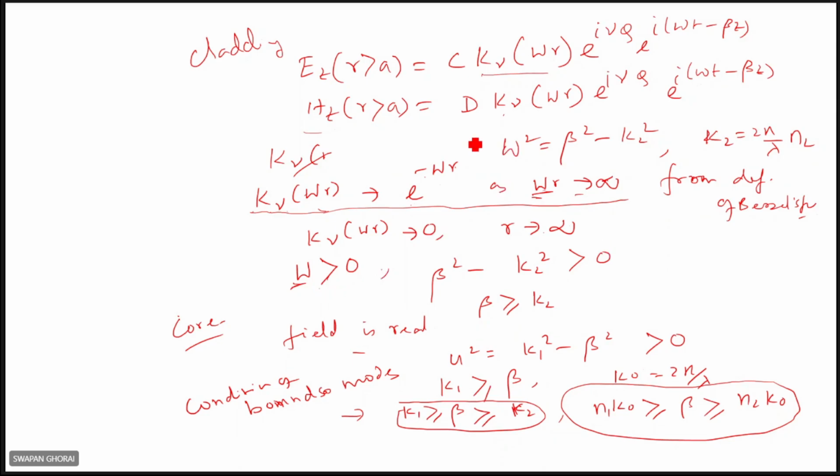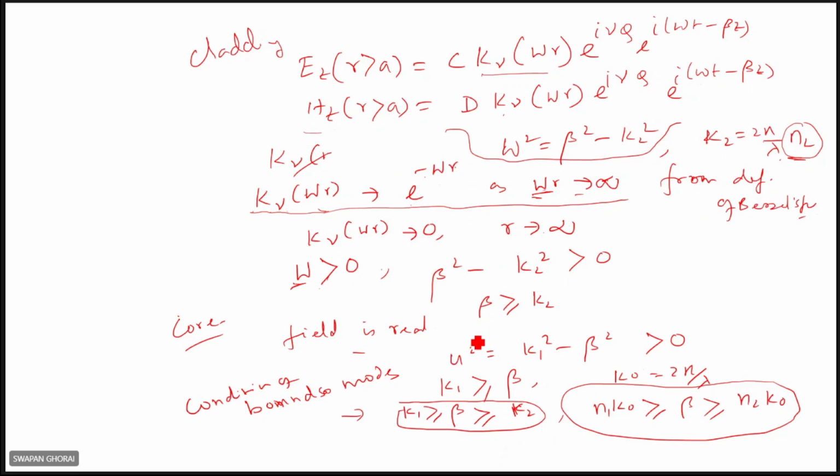What is W? Within the clad, just like U within the core, it is W, and actually W square is beta square minus K2 square, where K2 is 2 pi by lambda times N2, the refractive index of the cladding, right? So W square equals beta square minus K2 square, and as W R approaches infinity, this will be 0. That means W should be greater than 0, which means beta is greater than K2.